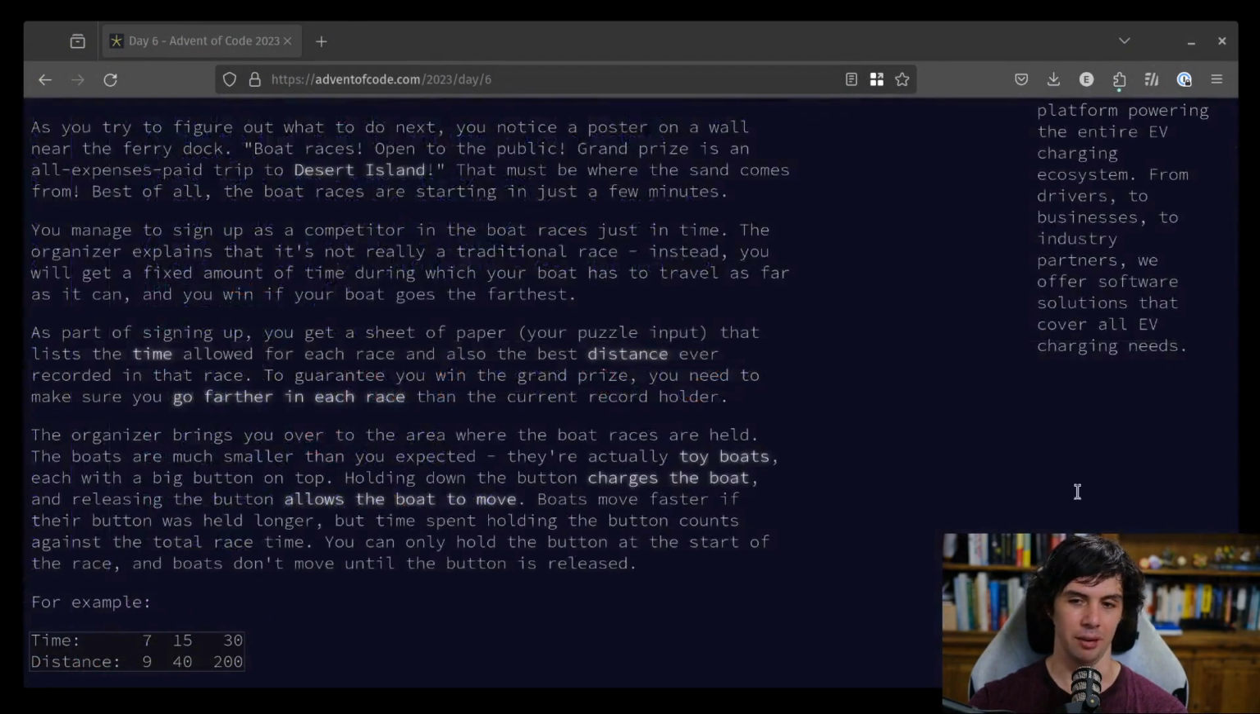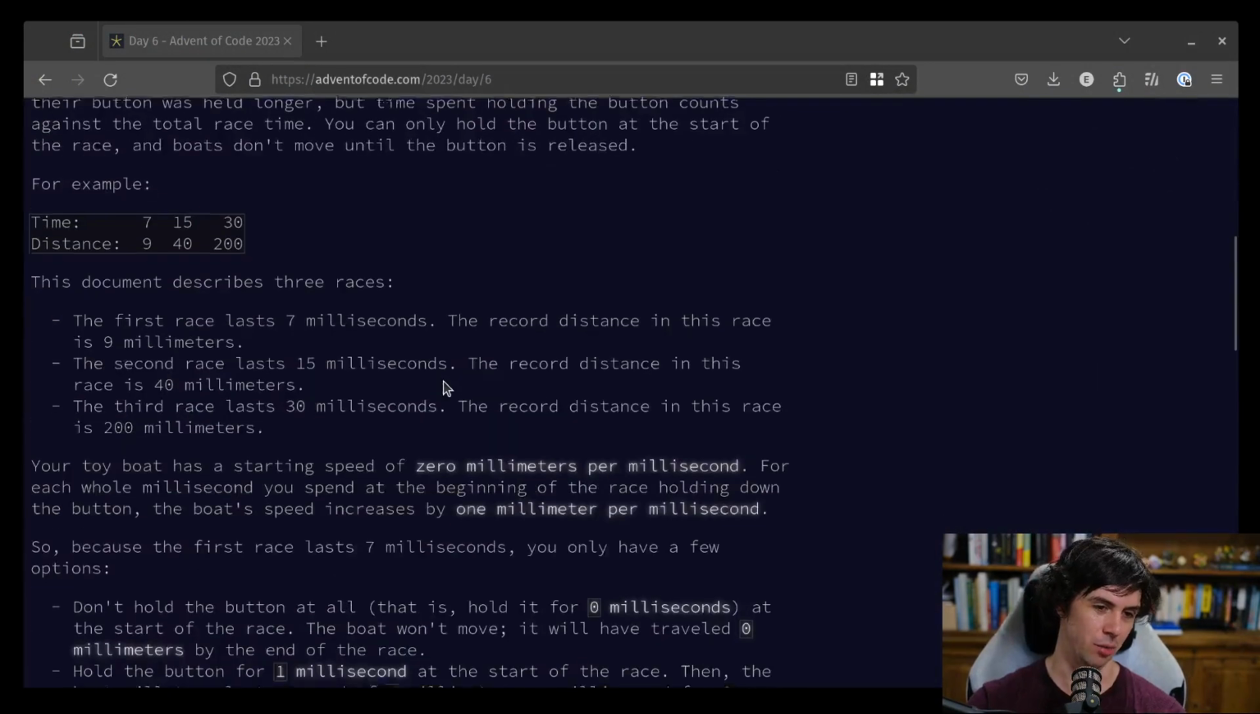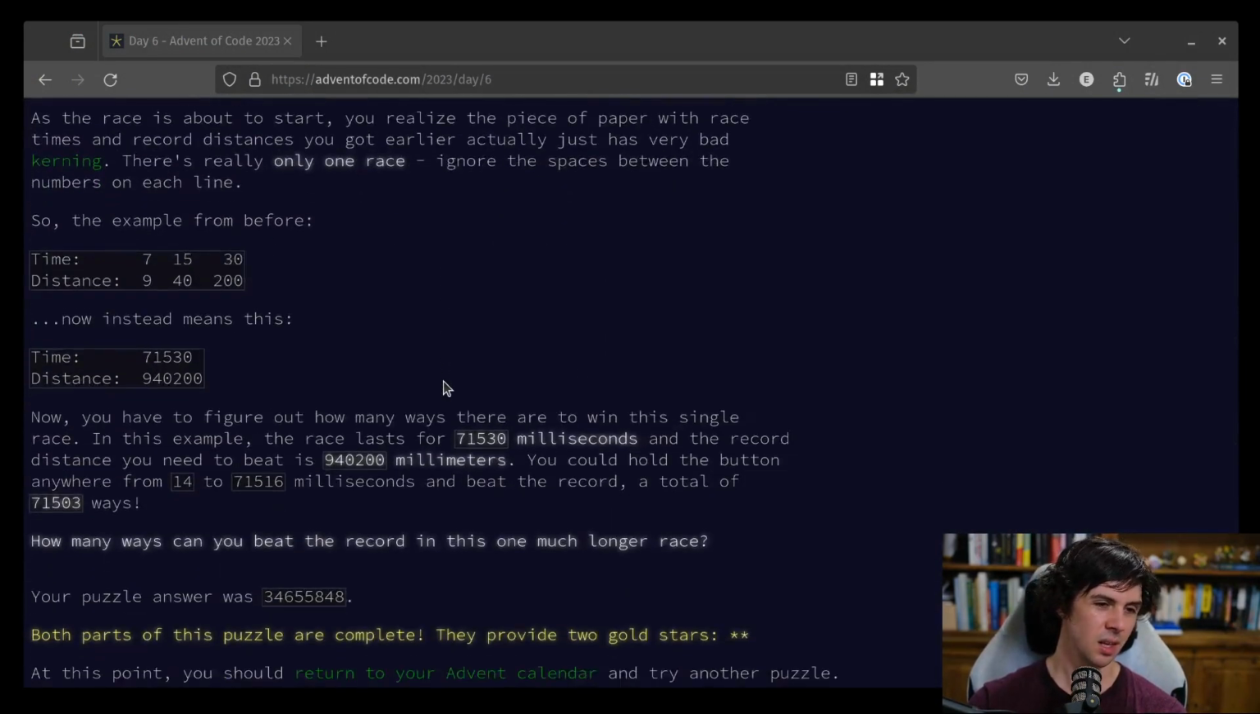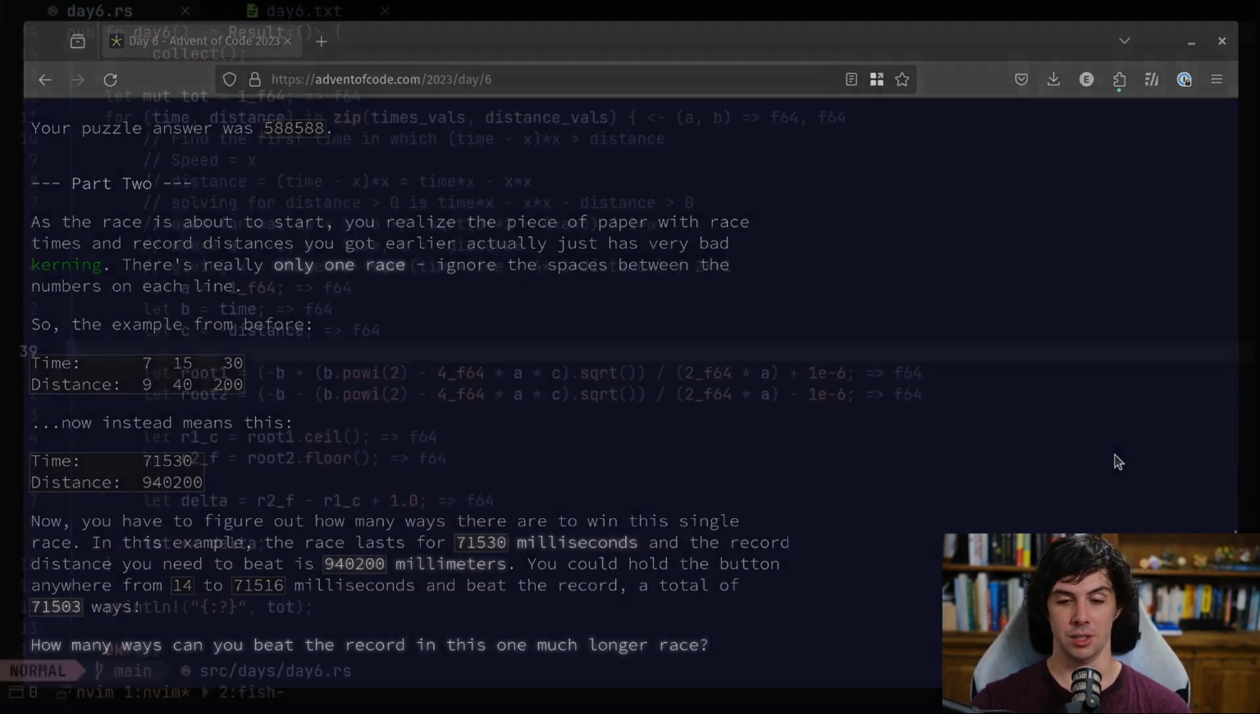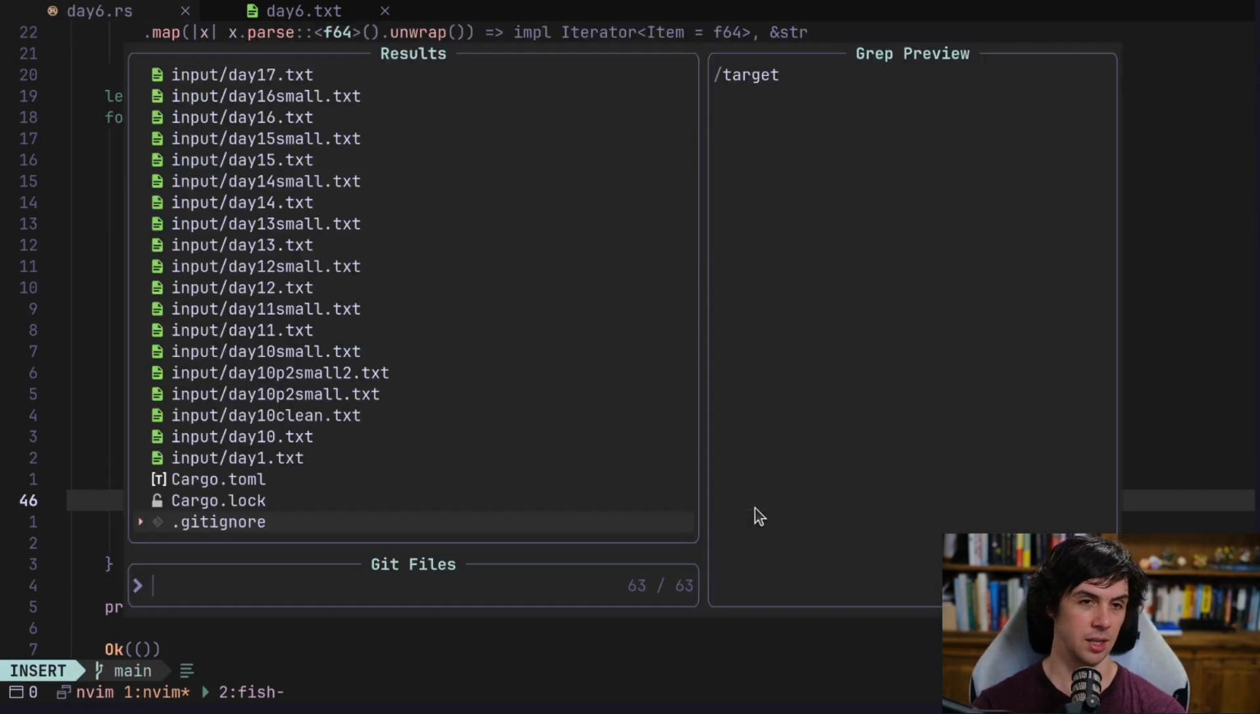We're now at the part of AOC where part 2 tries to throw a bit of a curveball at you. In this case, part 2 says that the people who wrote the input file actually are just bad at kerning. They put a bunch of spaces where they shouldn't have, and it turns out there's actually only one race, and you just need to remove all the spaces in between numbers, and that gives you the data for that one and only race.